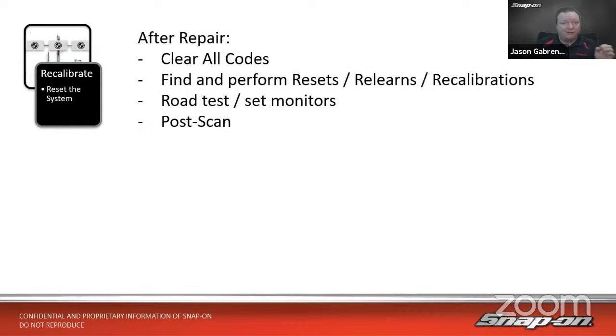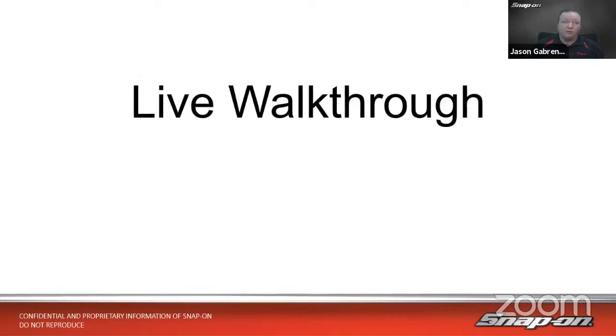Then once we've verified that our fix is done, we'll clear all our codes. And then we want to find and perform any resets, relearns, or calibrations. Now there could be dozens of resets, relearns, functional tests on a vehicle that we might need to sort through. We have a quick, easy way to walk through that, which we'll talk about. Then we want to walk through our road test and make sure we set our readiness monitors on the vehicle. And then after that, we can perform that post-scan to make sure there are no codes left over, and also make sure that we share that information with the customer so that they have a record that the repair was completed. So with that, that brings us to our live walkthrough.